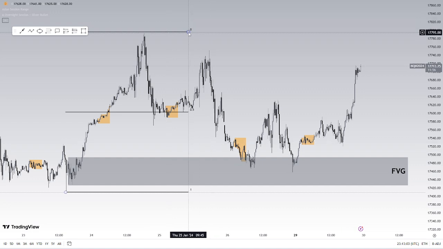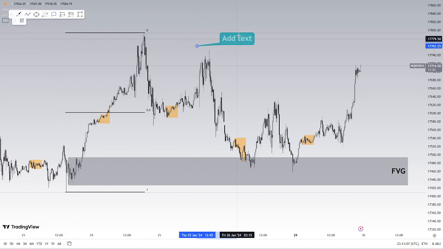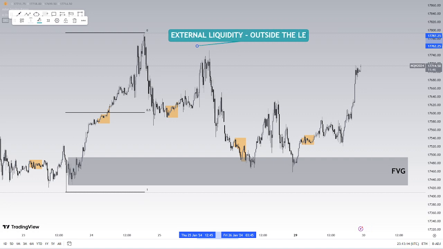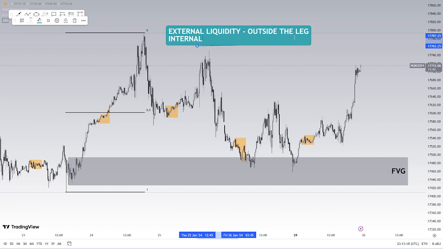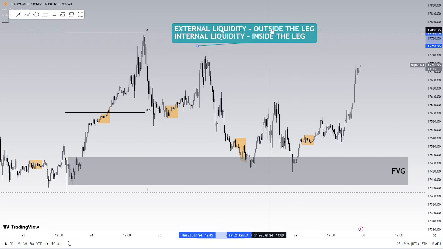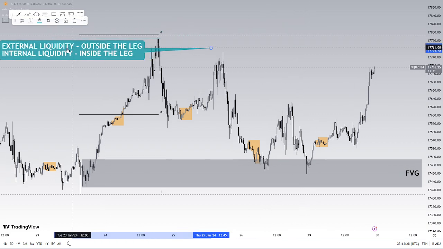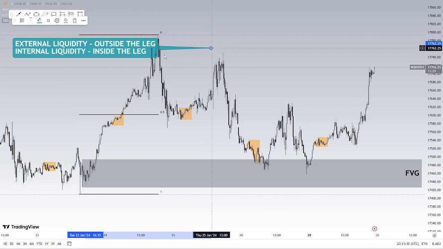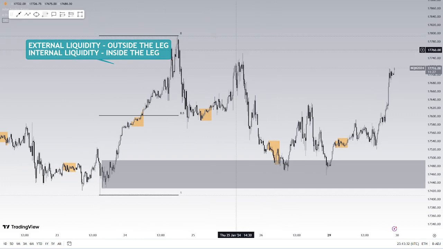When we refer to external liquidity, it's essentially everything outside of the leg. So external liquidity, we're going to refer to as outside the structural leg. Now, internal liquidity, you can probably guess, is inside the leg. And this is very important to understand. So when we talk about our external liquidity, we're referring to things outside of this range.